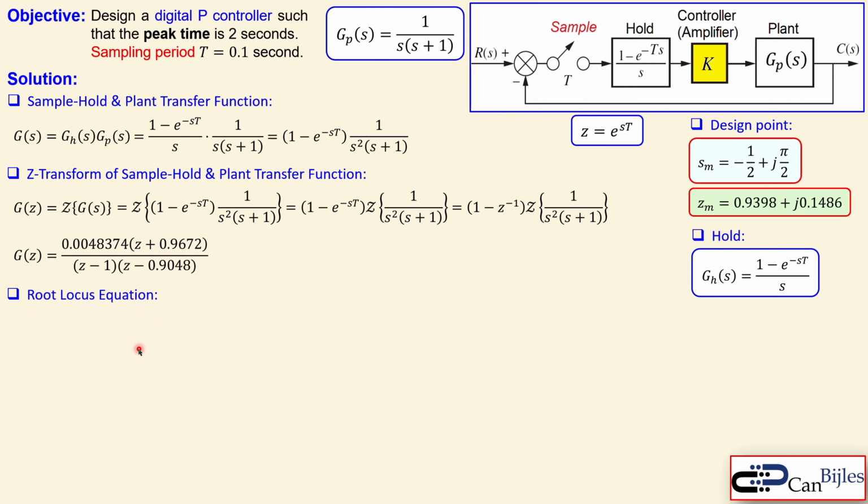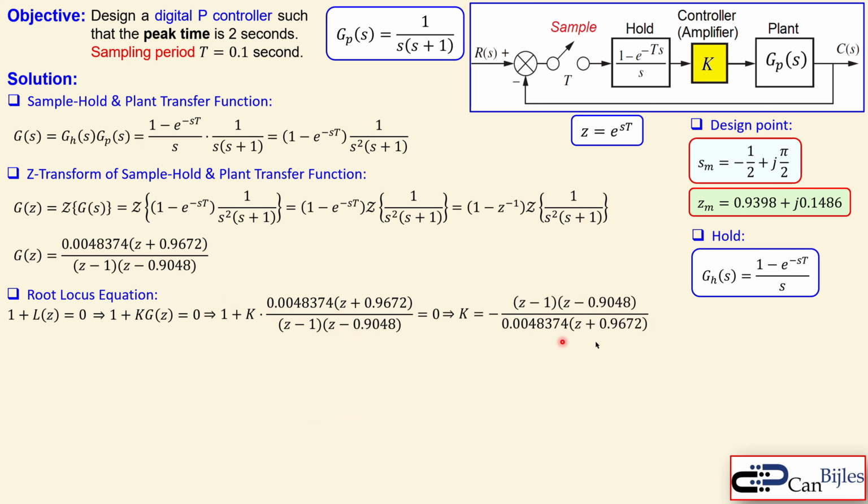Next step is using the root locus equation. As said, we use the root locus method. For that we use a design point. The root locus equation is 1 plus the loop gain is equal to 0, in this case in the z domain. Now we have only the gain K, the plant, and the plant of course in the z domain, and the controller is in this case just a simple amplifier. So we have this. Now we can say G(z) is known, this is this, so we can put it here, and now we can express the K in terms of the other parameters, in terms of z.